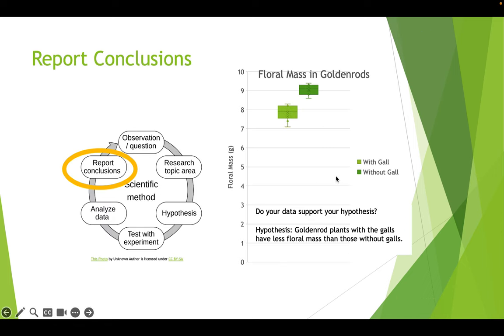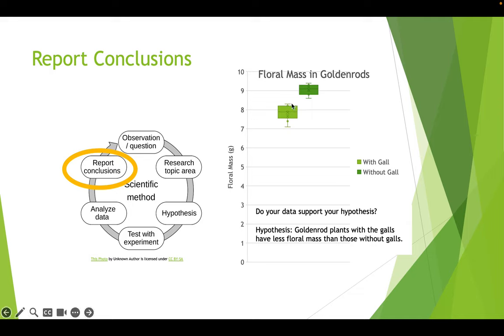So in this case, we have a box and whisker plot, which is one statistical tool you can use to compare things. The X's in the middle is the average. And then there's these bars above and below. That's the standard deviation.